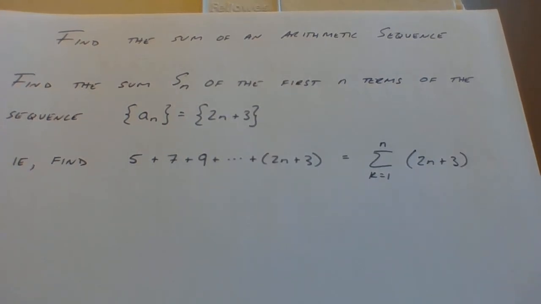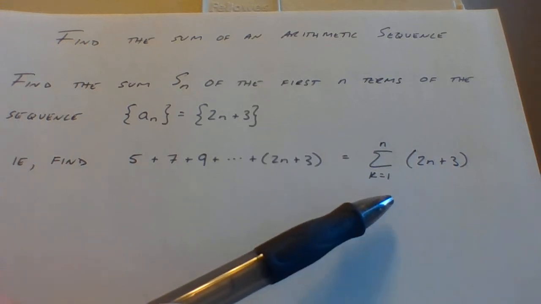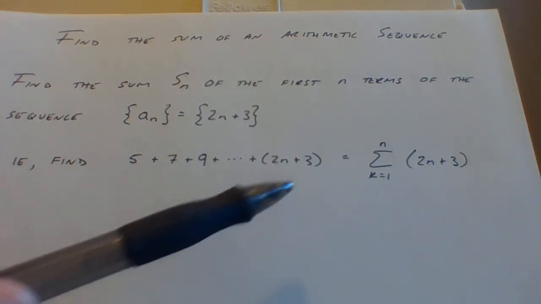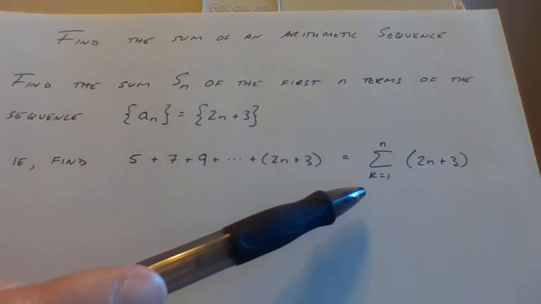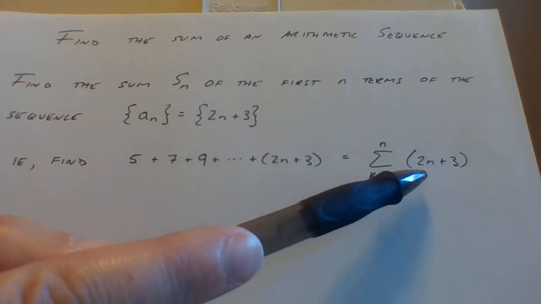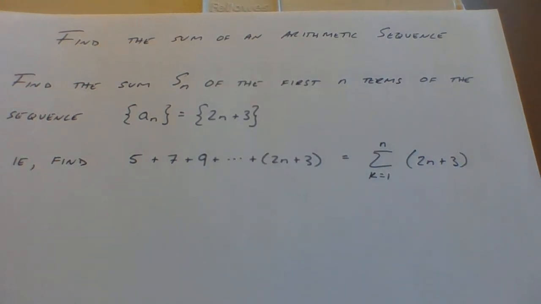The other way that you might see it written is with this summation notation. So you could express this same sum by using your sigma notation, going from k values starting at 1 all the way up to n, using the formula 2n plus 3. That would be the same sequence of numbers.